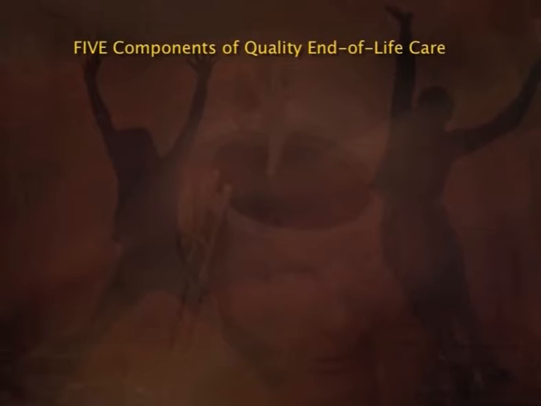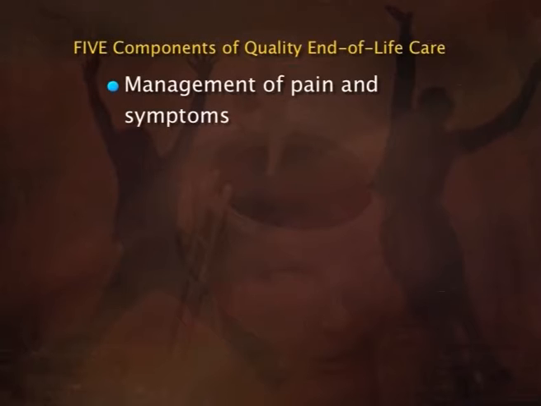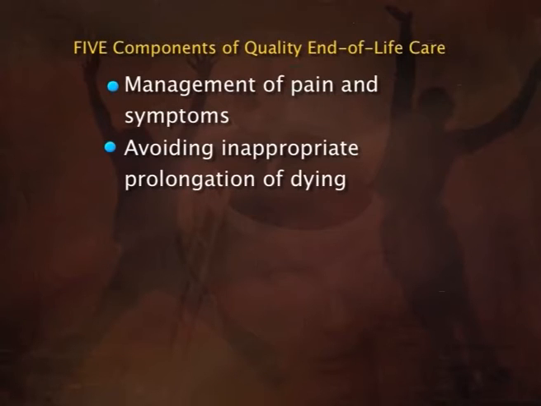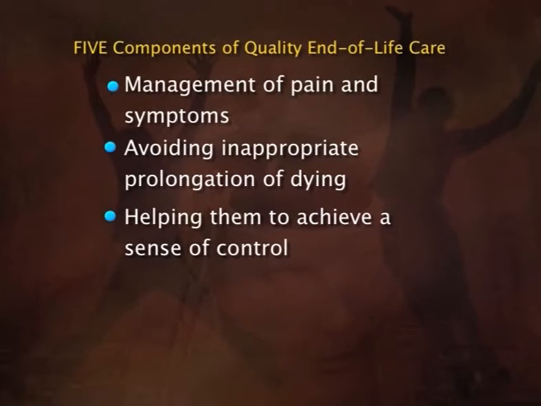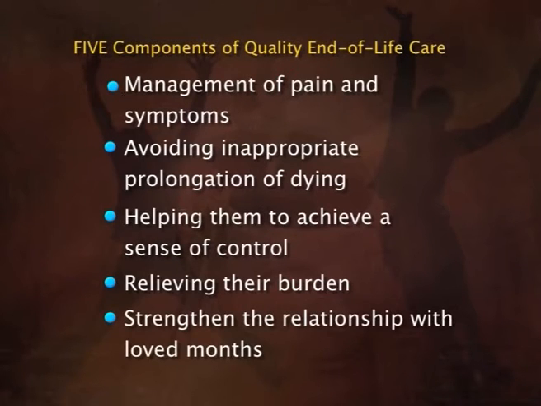You get the results of Singer and his associates, who pointed out 5 important components of quality end of life care, and of the 5, management of pain and symptoms topped the list. The second one that patients really look for is avoiding inappropriate prolongation of dying. The third one is helping them to achieve a sense of control and then relieving their burden. And finally, the healthcare professionals also should try to strengthen the relationship with loved ones.